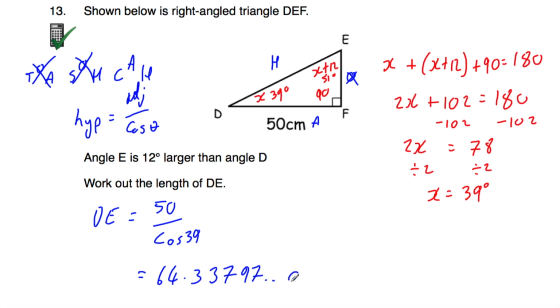Whenever we do that, we get 64.33797 and so on centimeters. And let's give our answer to two decimal places. That means that DE, the length of the hypotenuse, would be 64.34 centimeters to two decimal places, and that's it. Okay, let's have a look at our next question.